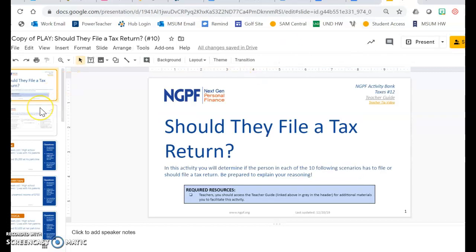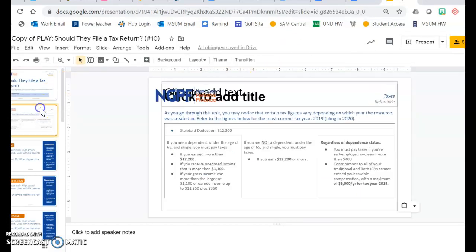So should they file a tax return? On the second slide here, and I don't know what's going on up here. If you present, it looks a lot nicer. But the main information, the stuff you need to look at, is going to be in the second slide.